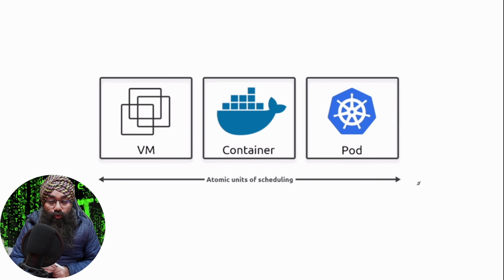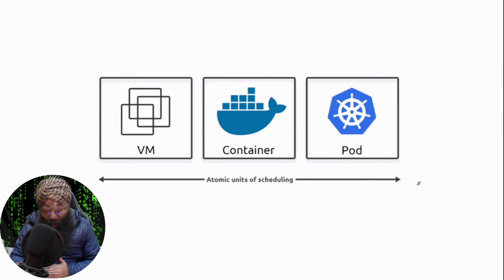So earlier we had virtual machines. Then we went to containers, and now we have reached pods. So earlier virtual machines used to be the unit of scheduling. Then containers were the unit of scheduling, and now Kubernetes pods are the unit of scheduling.